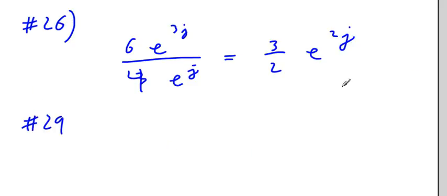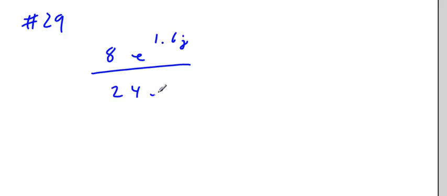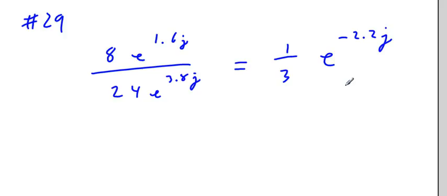Number 29. I've got 8 e to the 1.6j, 24 e to the 3.8j, 1 over 3 e to the minus 2.2j. Now at this point we could say, gee, I don't know that I want a negative exponent, right? But this is chapter 14, so there's nothing wrong with the negative exponent, so we'll just keep it.